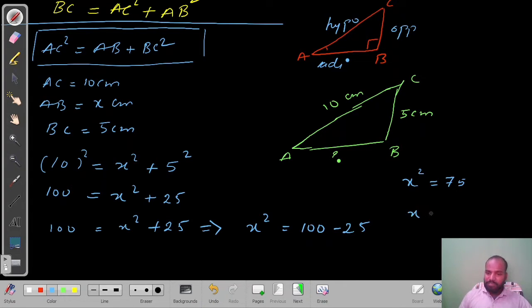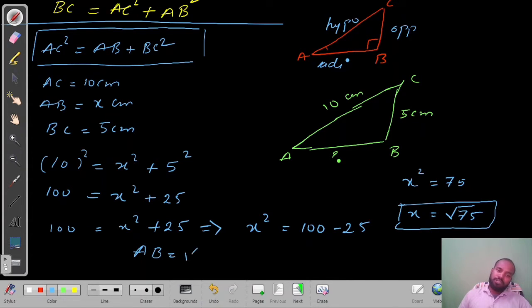Now x equals root 75. The x value is root 75. So what is the unknown side AB? The AB side is equal to root 75. Clear? So in this way we find the unknown value.